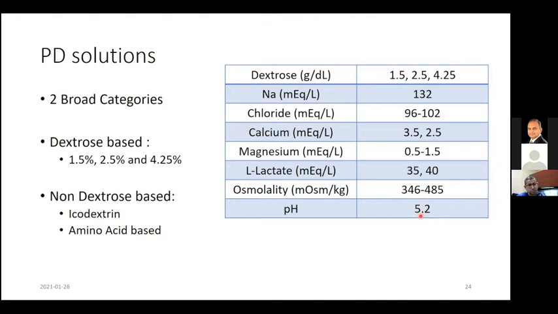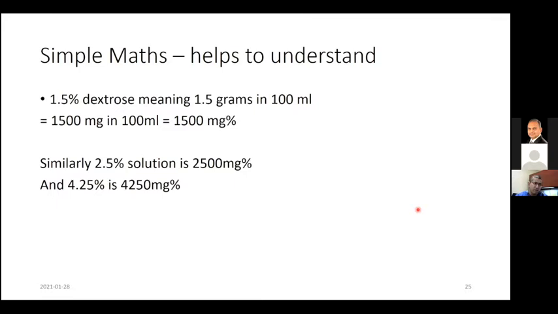Now, simple math, very easy to understand. Please understand this. What does 1.5% dextrose mean? It means you've got 1.5 grams of glucose in 100 ml of water, okay? That means there is 1500 milligrams in 100 ml of water. So that concentration is 1500 milligram percent. Similarly, when you have 2.5%, it is 2500 milligram percent. And when you have 4.25%, it is 4250 milligram percent.